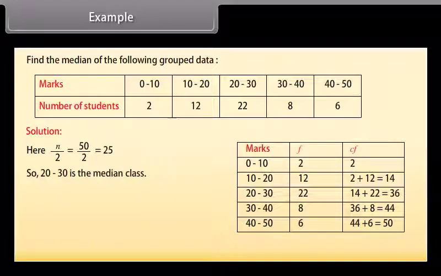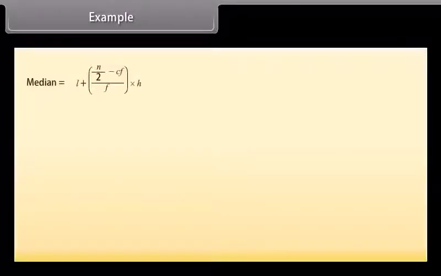So, 20 to 30 is the median class. Now, L is 20, h is 10, cf is 14, f is 22. And then we calculate the median using the formula given below. L plus n by 2 minus cf, that is divided by f and multiplied by h.